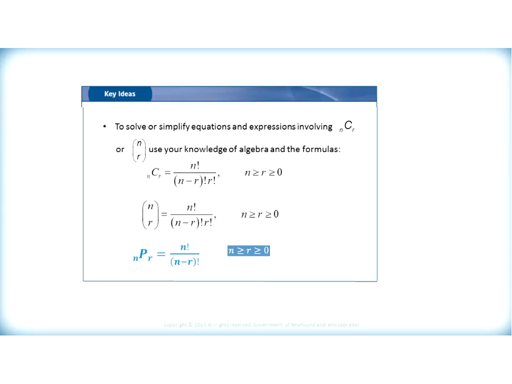Okay, that ends this lesson. Let's have a look at the key ideas. To solve or simplify equations with expressions involving the C of n choose R, or the P of n choose R, you simply use your knowledge of algebra and the following formulas. And there are your 3 formulas for the C of n choose R and the P of n choose R. Just use your knowledge of algebra, that's all. And your knowledge of factorials as well. And you should be able to simplify any expression involving the C of n choose R. And that ends this lesson.